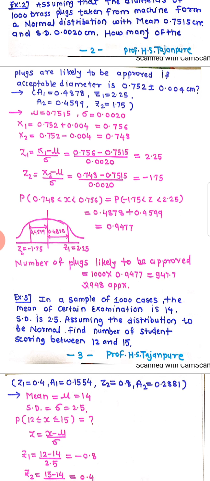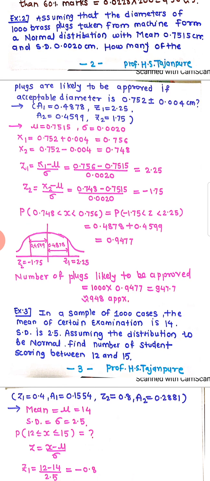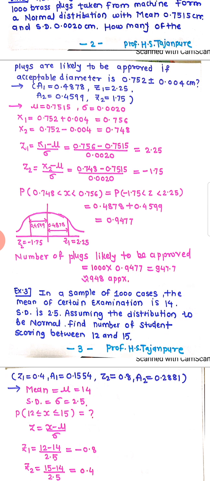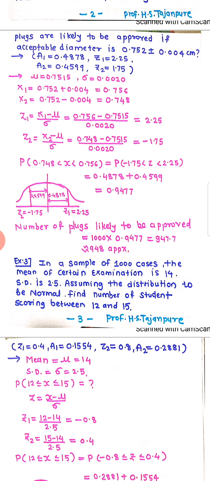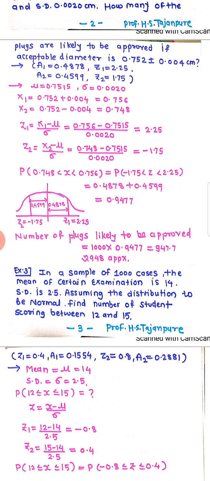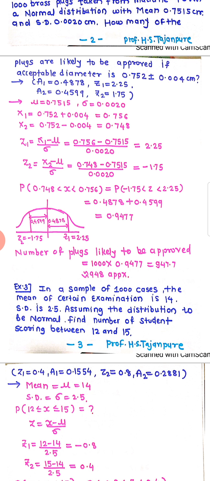So for these values of x1 and x2, we'll now find z1 and z2. We'll standardize it. X will be converted in terms of z. So you can see here z1 is x1 minus mu upon sigma. Substitute here x1, mu and sigma, and you will get the value of z1 as 2.25. And the value of z2 is x2 minus mu upon sigma. Put here again x2, mu and sigma, and you will get minus 1.75. So the probability of x lying in between 0.748 to 0.756 is nothing but the probability of z lying in between minus 1.75 to 2.25.